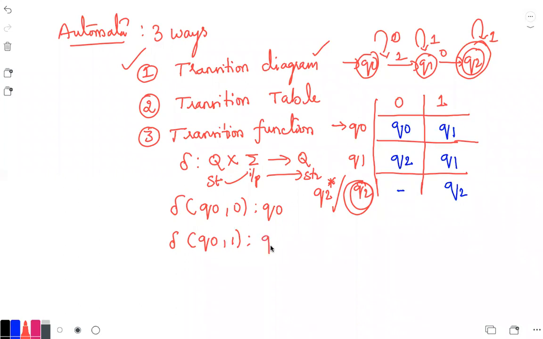Q1. It's Q1. All of you understand? Yes, sir. All of you getting the concept?